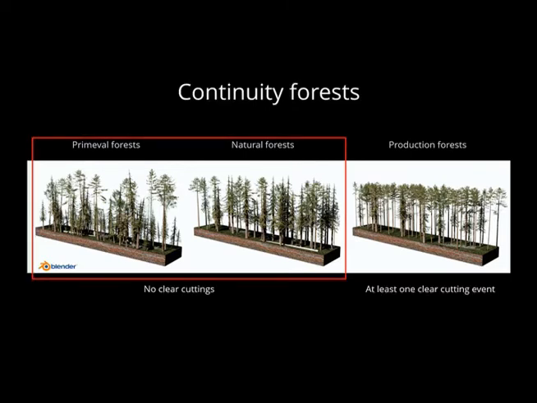So I will simplify a bit and call these to the left continuity forest, where there have been no clear cutting, and the other to the right, the production forest, there have been at least one clear cutting event. I should also say that there is a very big difference in how these have regenerated. The continuity forest, they have mostly regenerated from fires that moved through the landscape in the past, while the production forest obviously grown up after clear cuttings.